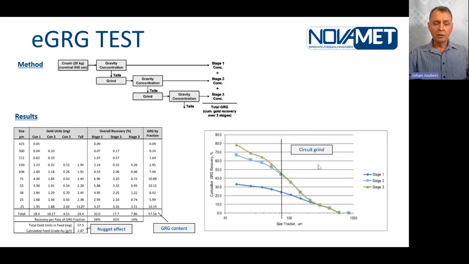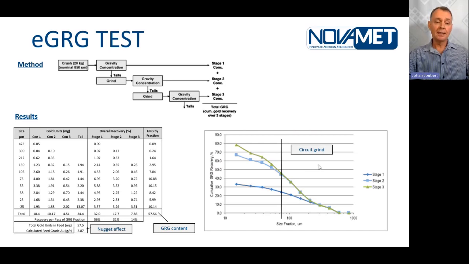You can actually take these results and also plot them on a nice graph, and then even put your circuit grind against that, so you can get a good feel for what would happen in your circuit once it's installed. Now, all of us know that we can never duplicate test work in a production plant. It is just never going to happen.